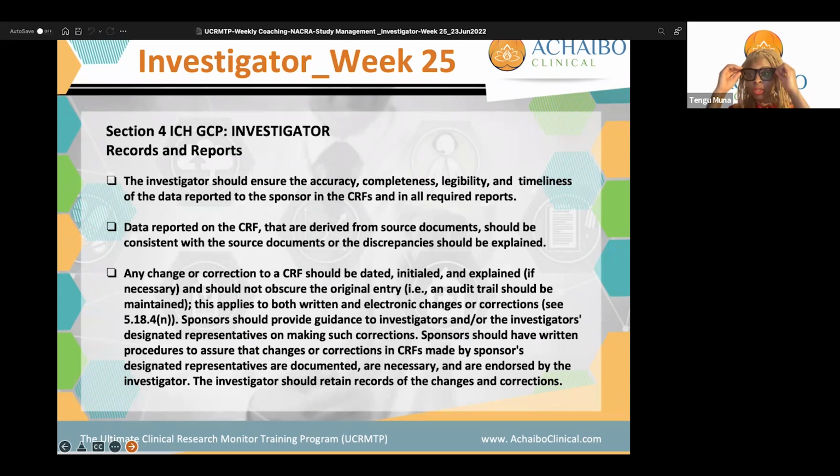If there are corrections that have to be made, then you have to make sure that those corrections are done per the principles of good data integrity. There's a lot about accuracy, completeness, timeliness. And if there are any changes to the CRF, like I mentioned before, you want to make sure that it's initialed and dated, and you cannot obscure the original entry. And this applies, of course, to both written and electronic changes.